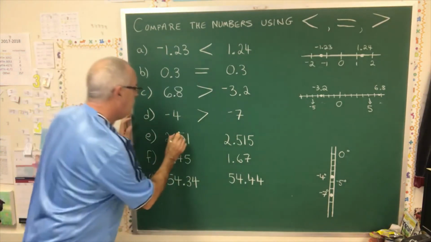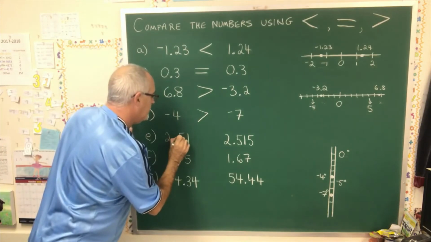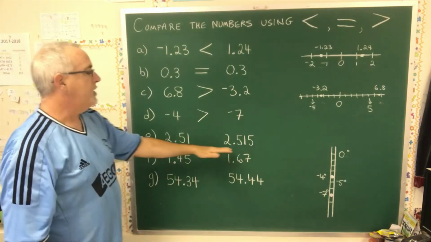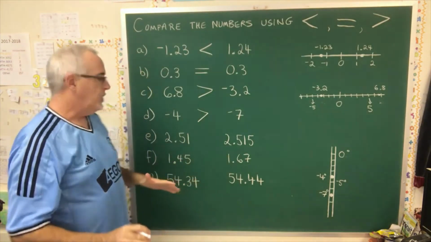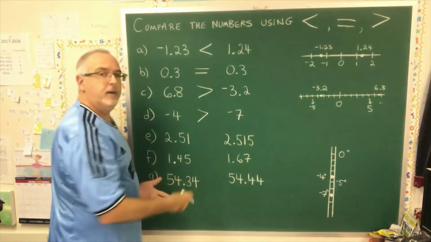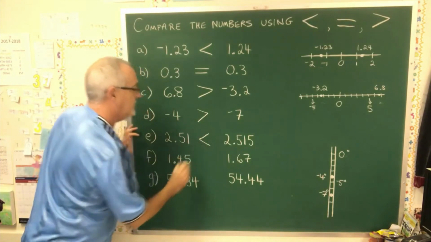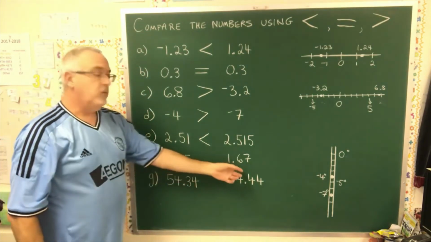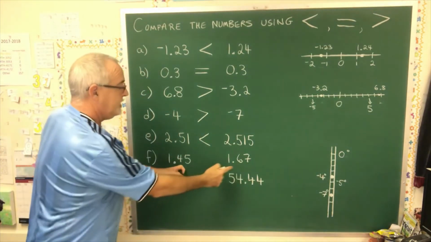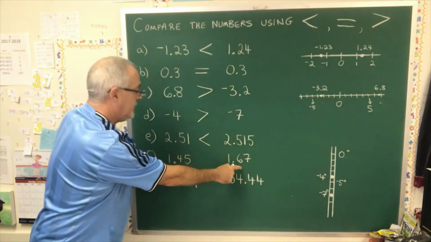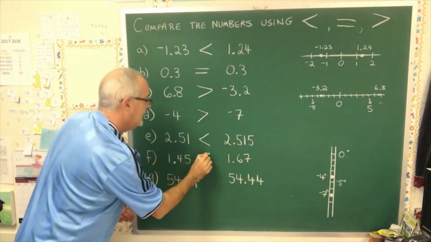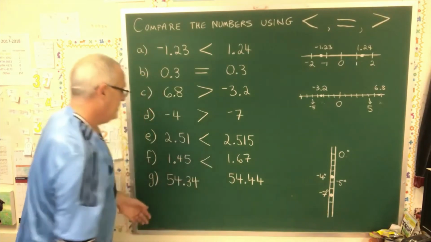For the last three, I won't do a number line or a thermometer. We're looking at the numbers to help us make our decision. We have 2.51 and 2.515. Bit of a trick question, but 2.515 is slightly larger than 2.51, so I need the less than symbol. 1.45, 1.67. It's this digit here, the tenths, that I'm using to judge. 1.45 has to be less than 1.67.